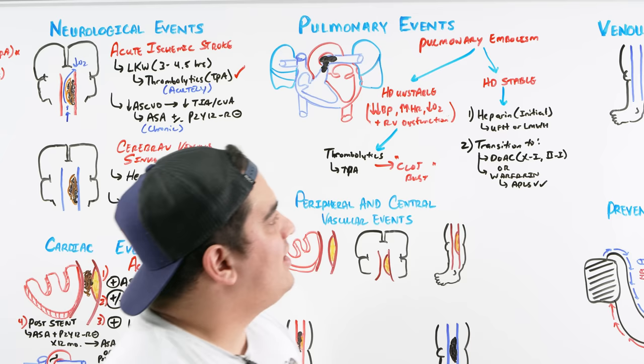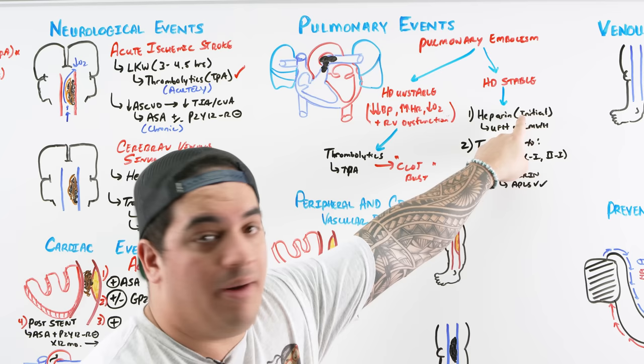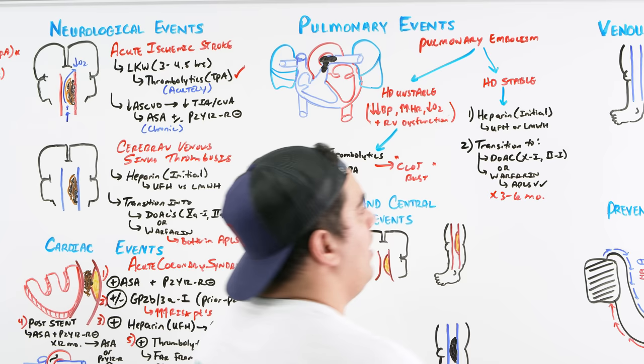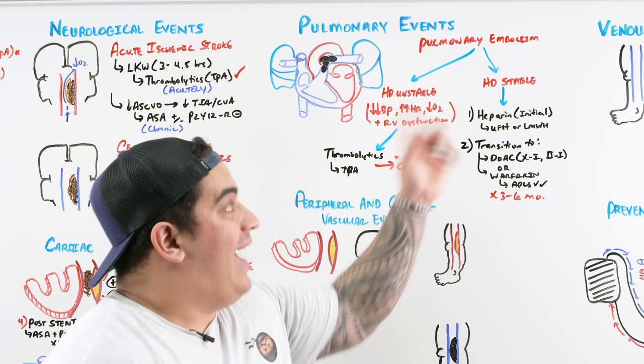So if a patient has a pulmonary embolism, what we'll do is we'll initially start them off on heparin, get them properly anticoagulated, and then we'll continue and transition them over to a DOAC, and we won't do these lifelong. This is generally maybe anywhere from 3 to 6 months we'll continue this therapy until it resolves. All right? That's how we would treat a pulmonary embolism with these particular indications.